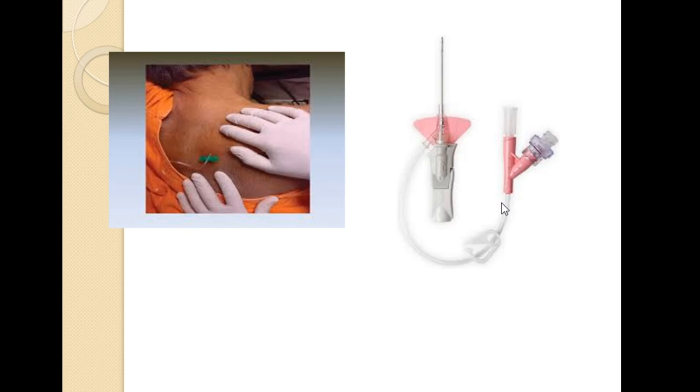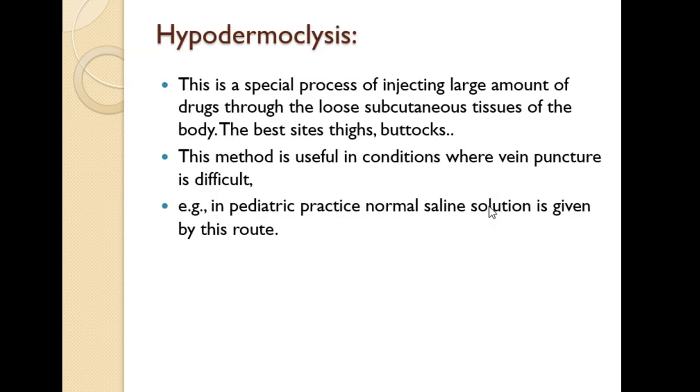you can see here we are introducing the drug in the loose connective tissue, that is also called as subcutaneous layer. Here we are injecting a large amount of drug by this subcutaneous layer. Normally we prefer intravenous route for injecting large doses of drugs. Hypodermoclysis, this is a special process of injecting large amount of drug through the loose subcutaneous tissue of the body.